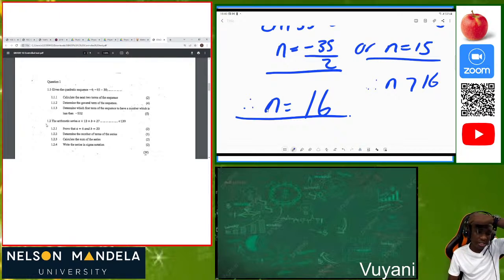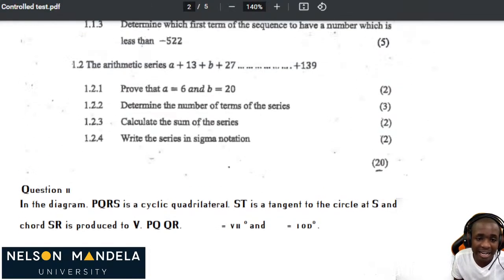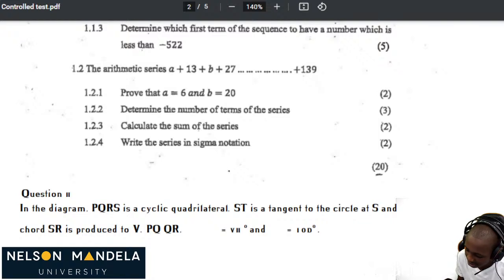Now let's do 1.2. Where is 1.2? Yes. Okay. Now, the question is saying we're given an arithmetic series: a plus 13 plus b plus 27 plus, and so on, plus 139. Then they say prove that a is equal to 6 and b is equal to 20.